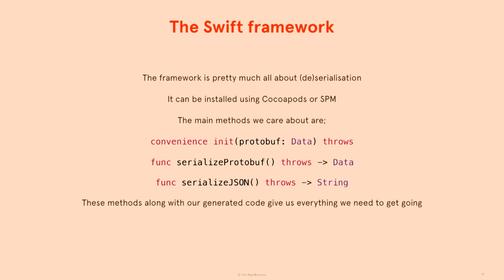And the main methods we care about are pretty cryptic, and I'm sure you're going to have a hard time figuring out what they do. But don't worry, there's an example coming up, so we'll get through it. So we have an initializer with some data, which will take in some protobuf data and turn it into an object. You can serialize it into that same kind of data. And weirdly enough, you can serialize it into a JSON string.